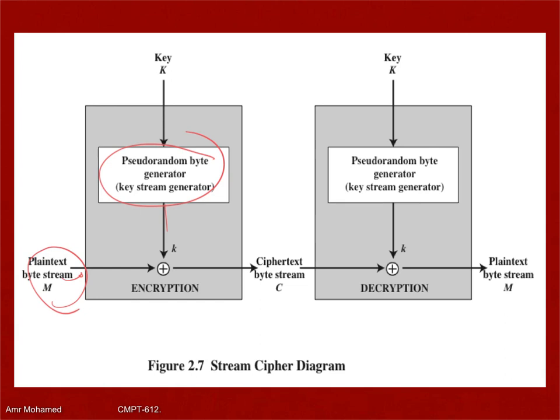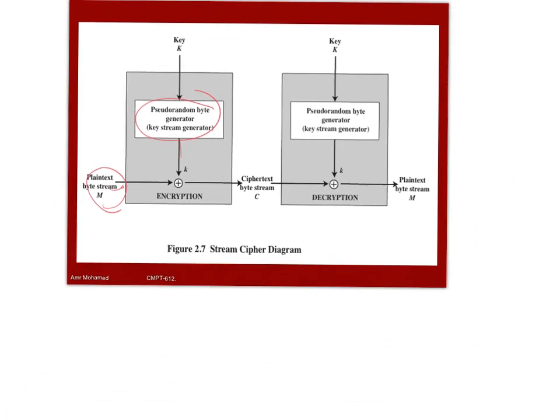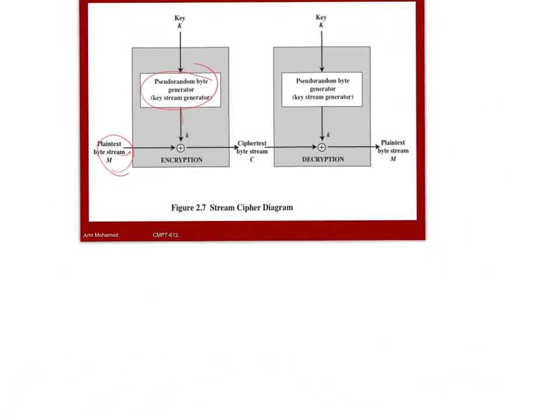And for stream ciphers, the plain text does not have to have a specific block size. It's not by 64 bits or anything. It's just a sequence of plain text, but we have to process it byte by byte. Now, some properties of this stream cipher as opposed to the block cipher.